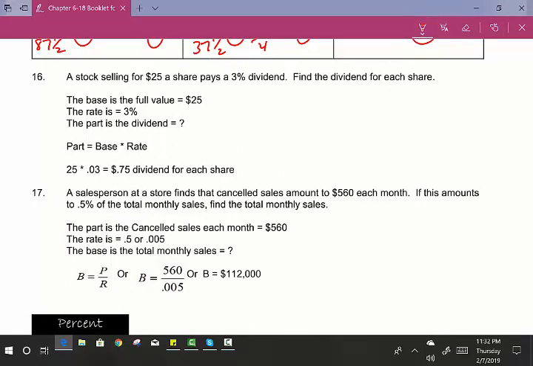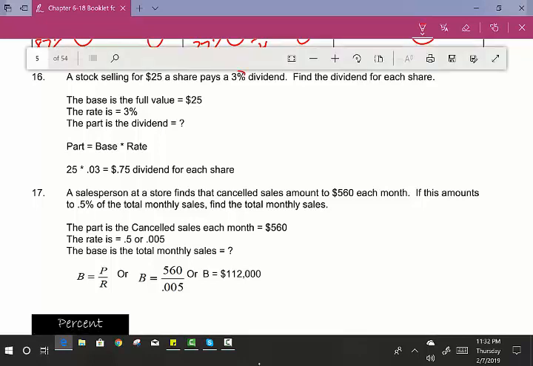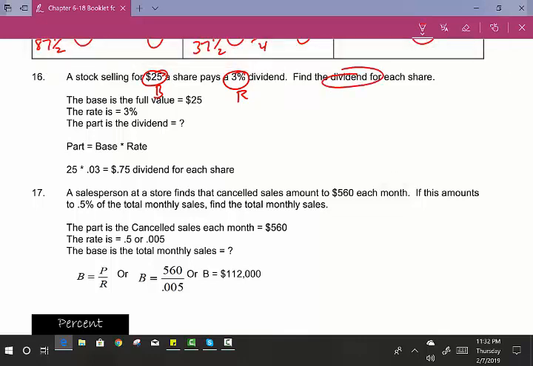Okay, a stock selling for $25 a share pays a 3% dividend. Find the dividend for each share. So I need to find the base, the part, and the rate. It's easy to find the rate because there it is right there, 3%. The whole value of the share is $25. So the 3% is the rate, and the whole value of the share is the base, that to which something is being compared, and we're looking for the dividend, which is representative of the 3% of that $25. So therefore, we're looking for the part.